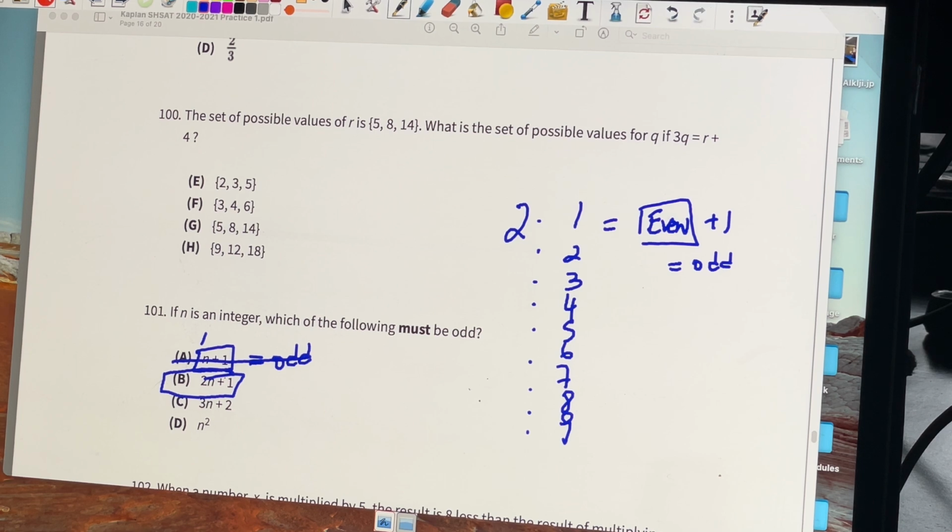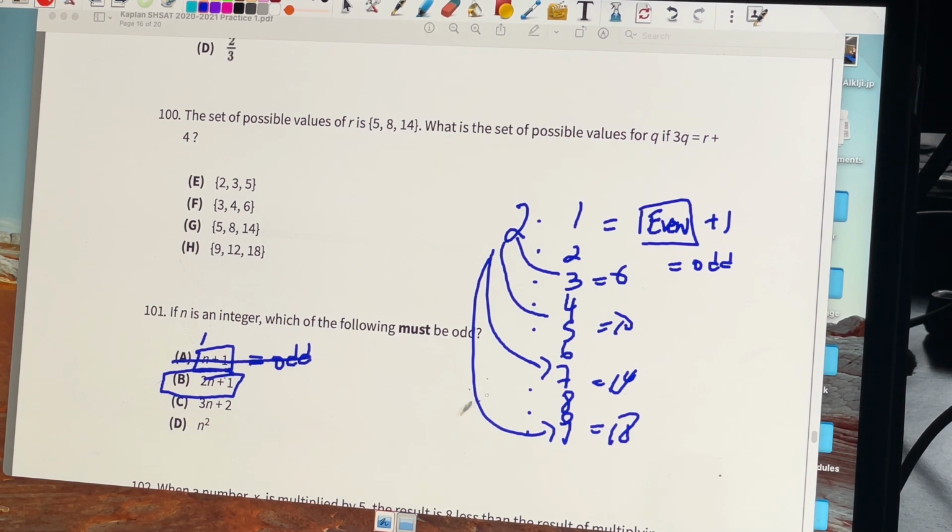Which of the following must be odd? Well, what I was trying to say is that if you multiply an odd number times 2, so 2 times 3 is 6, 2 times 5 is 10, 2 times 7 is 14, 2 times 9 is 18. So what ends up happening is that it doesn't matter what n is, you're going to get an even number. And then if you add that even number plus 1, you're going to get an odd. So this must be odd.